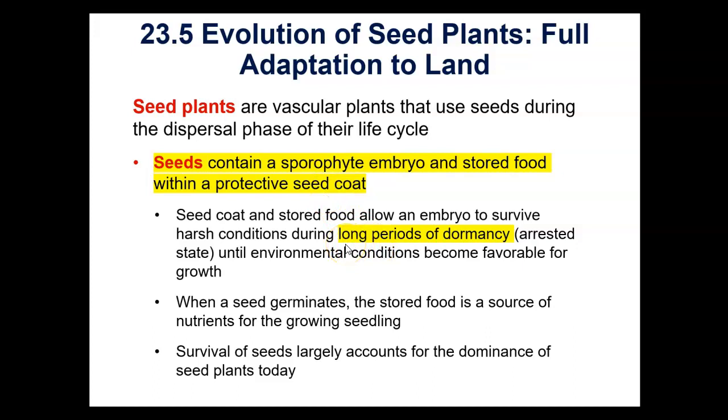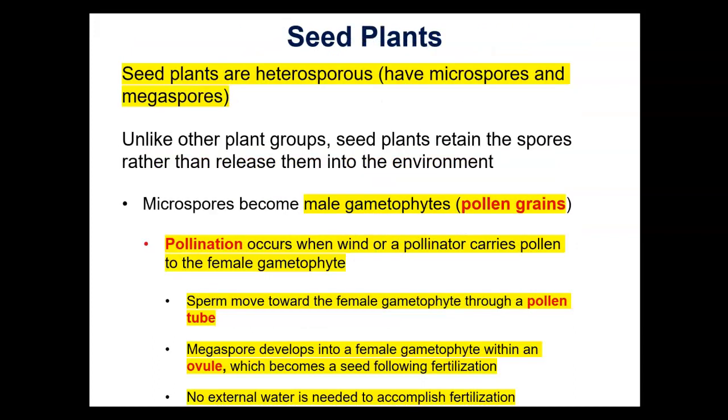seeds can go for long periods of dormancy, and then if you fertilize them and add water, they'll start to germinate. We know this because of cooking things like dried beans and peas. So anyway, the seed contains both the embryo and the stored food within the seed.